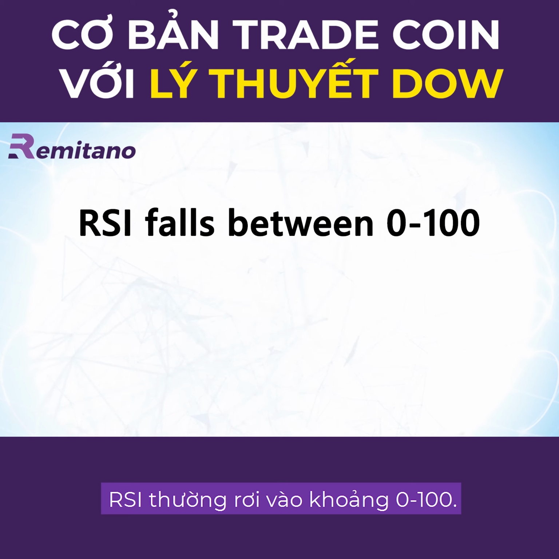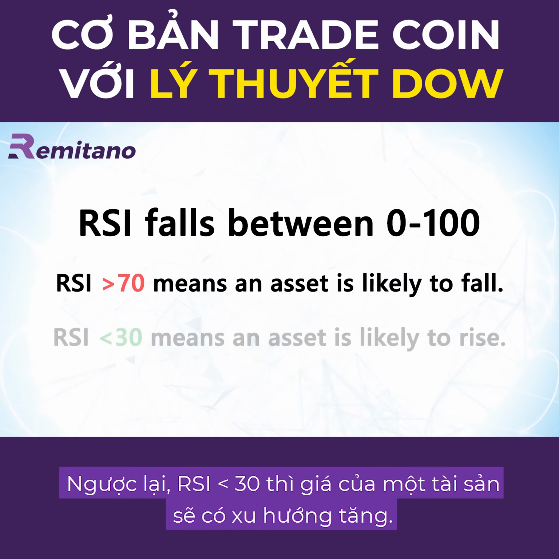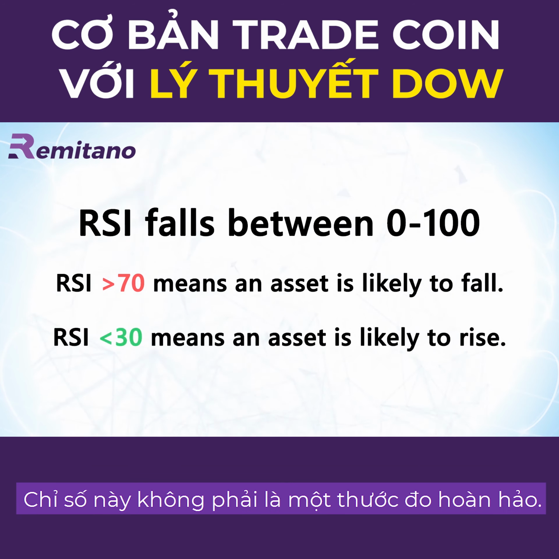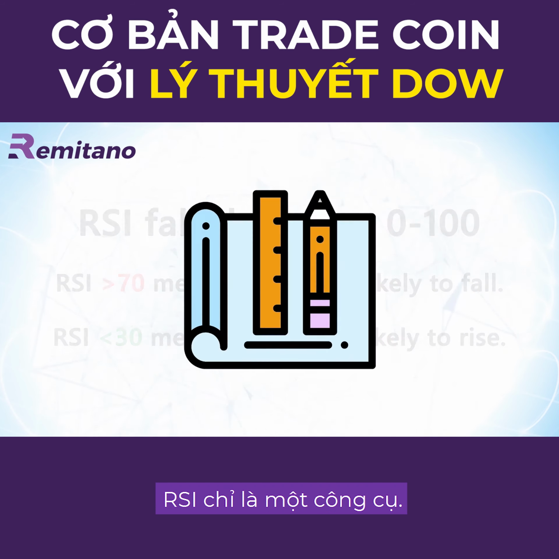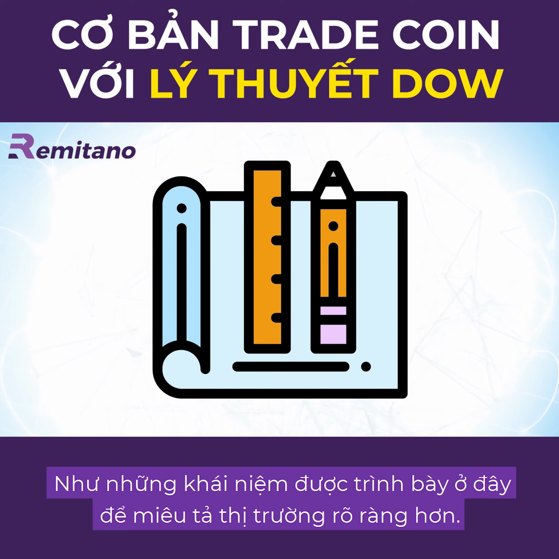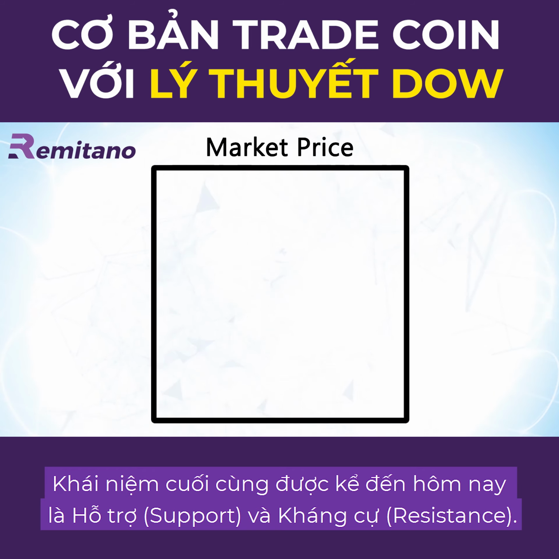RSI ranges from 0 to 100, and RSI over 70 tends to indicate that an asset has been overbought and will likely go down, while the inverse is true for an RSI below 30. By no means is this a foolproof indicator. If it was this easy, everyone would be rich. RSI is just one tool, like the other concepts we've presented here, to help you get a more clear picture of a market. The last concepts we'll cover quickly today are support and resistance.